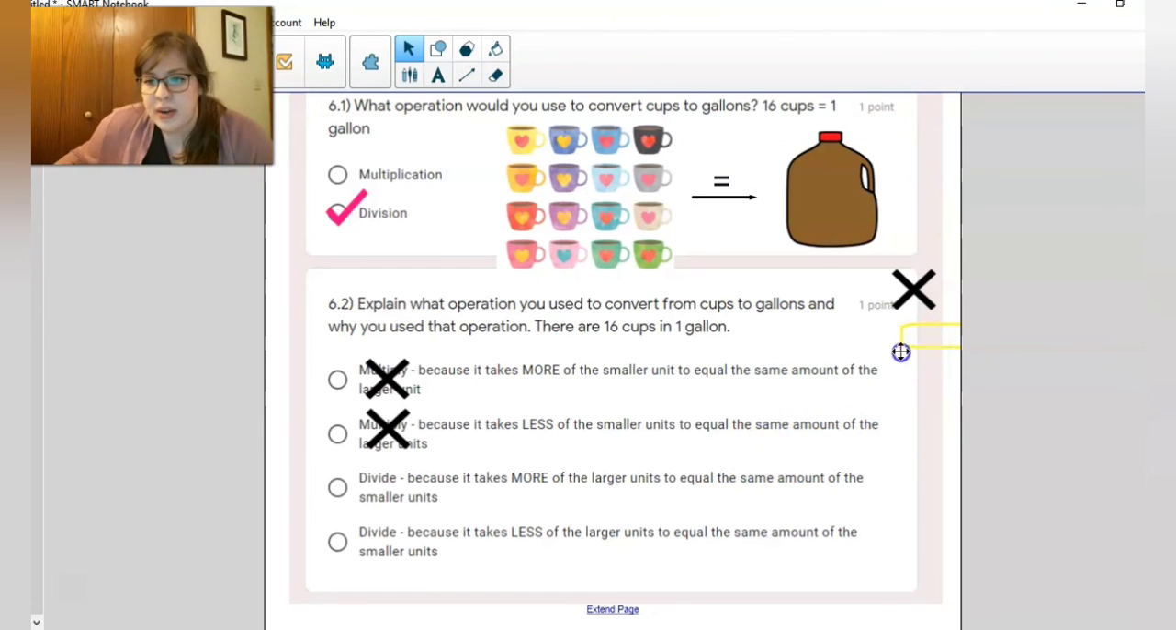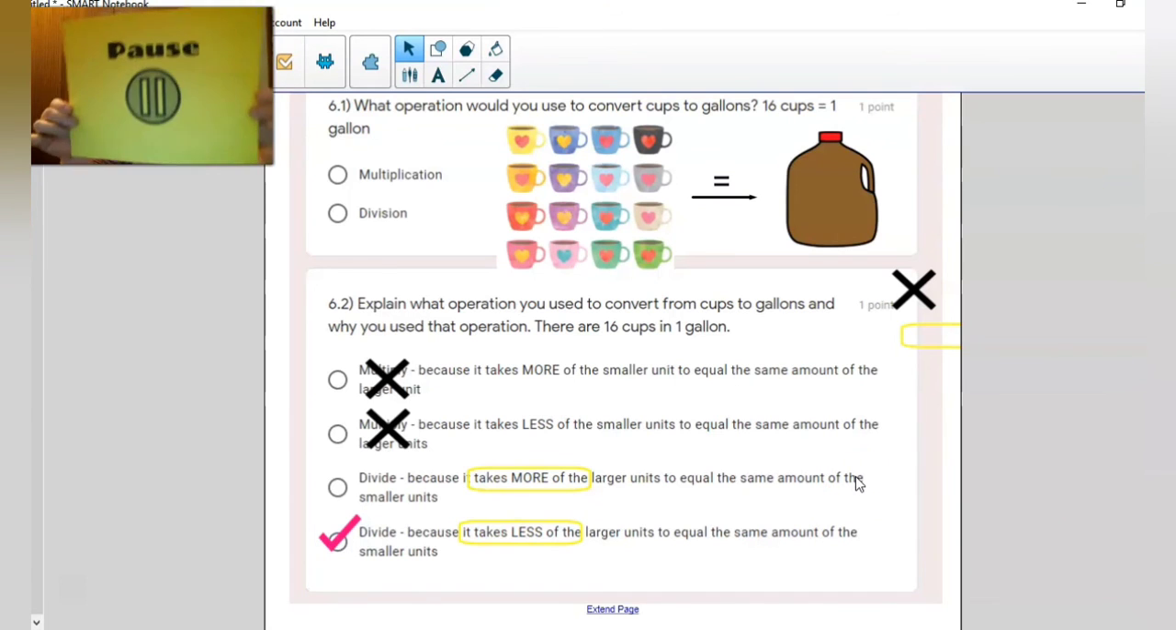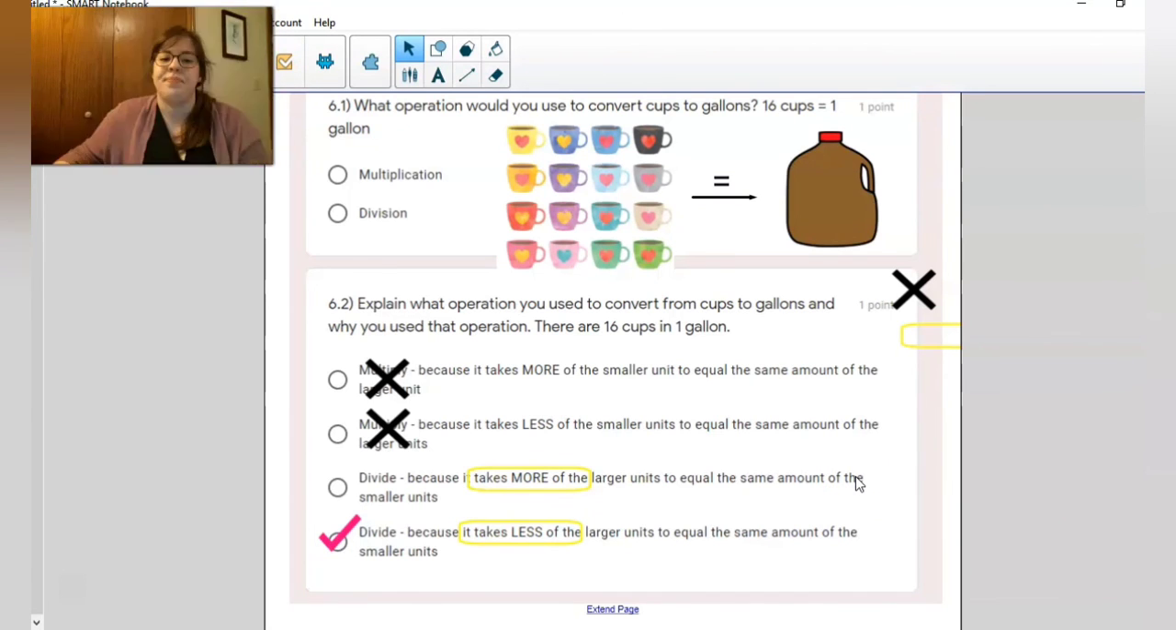So for this one, I would actually just box in the difference. So the only difference is one is saying it takes more of the larger unit, and one is saying that it's going to take less. So when I look at this, I can even use that picture. There's the 16 cups is equal to 1 gallon. So I know it's actually going to take less of the larger units to equal the smaller units. So my answer for this one is going to be that last one. So divide because it takes less of the larger units. You can pause the video now to record this answer.